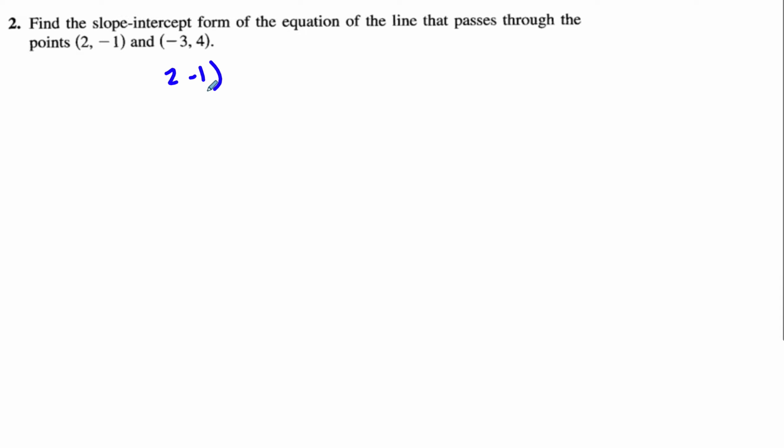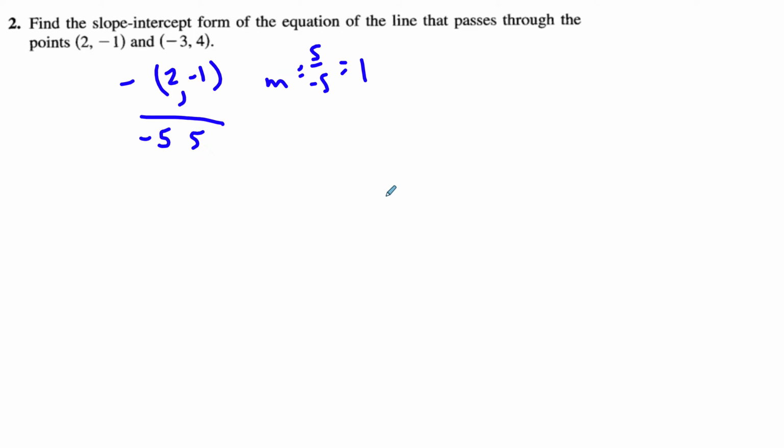So we're going to find the slope by finding the change in y and the change in x. 4 minus negative 1 is 5. So the slope is 5 over negative 5, aka 1. So slope-intercept form. So that means I've got the slope. I'm going to use this point in this form of the equation by plugging in x for x, y for y. I just happen to pick a point.